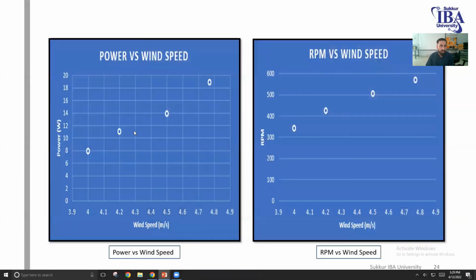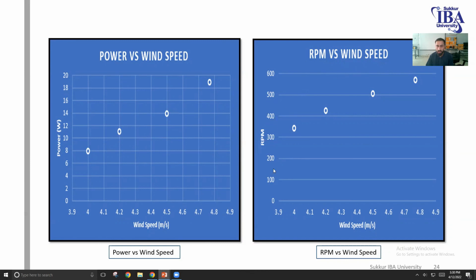This is the power versus wind speed graph. Here we can see the power at the y-axis, and at the x-axis the wind speed. So we can see at 4 meter per second wind speed, there is the power at 8, at 4.2, there is the power at 10 point, between the 10 and 12. Here is the power at 4.5, 14.